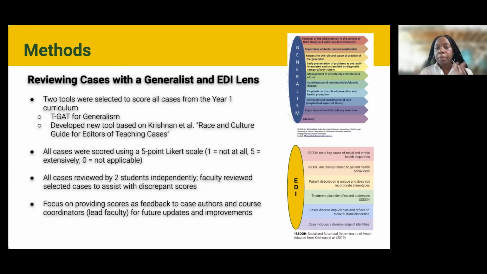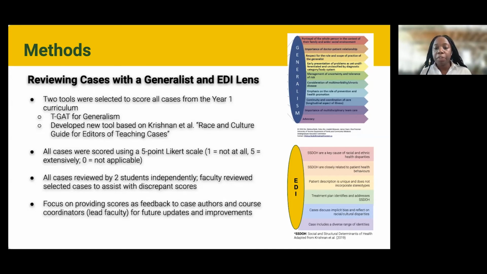All of these cases were rated on a Likert scale from 1 to 5. 1 was when cases did not include the specific criteria that we're looking at. And then 5 is if they extensively discuss the criteria. And then 0 was if the specific criteria listed was not applicable to that specific case.